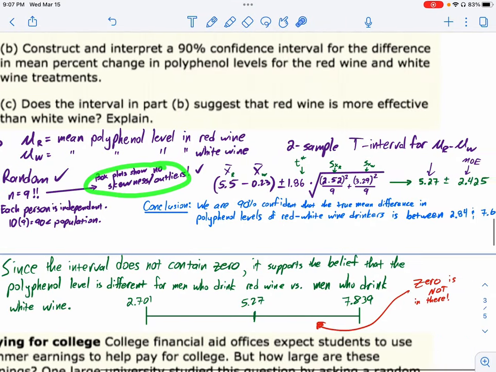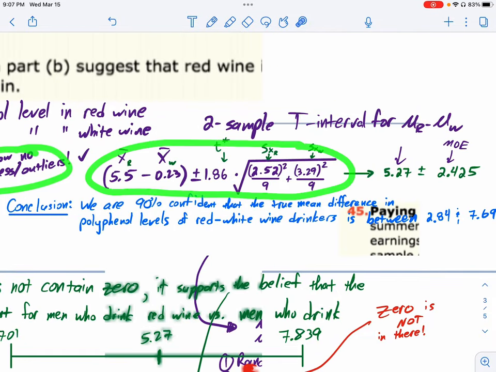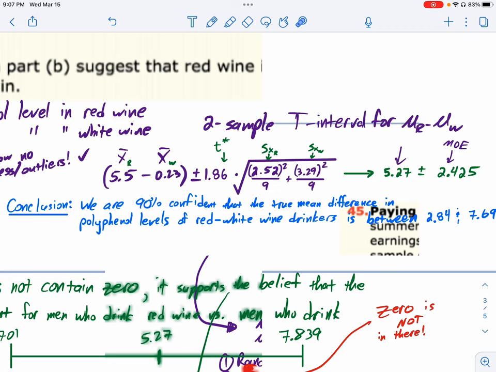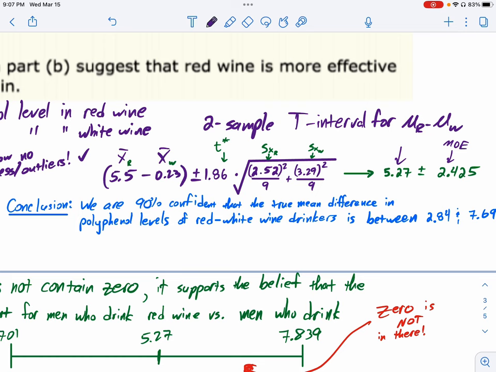Okay, then here we go. We're going to write out the formula. This is what you would plug into the calculator if you had to, but you should show these numbers on an FRQ and then revert to the button on the calculator.